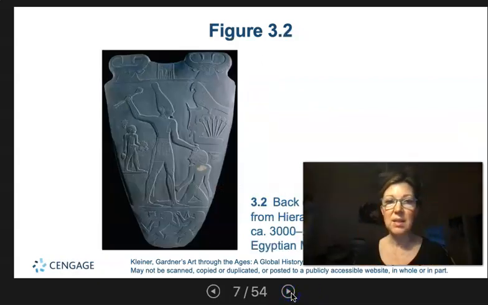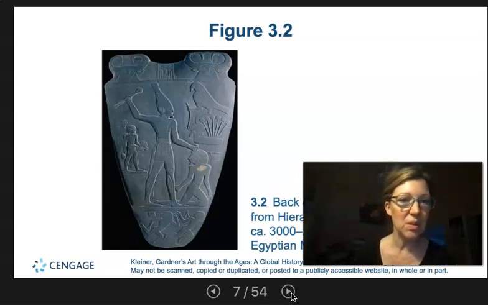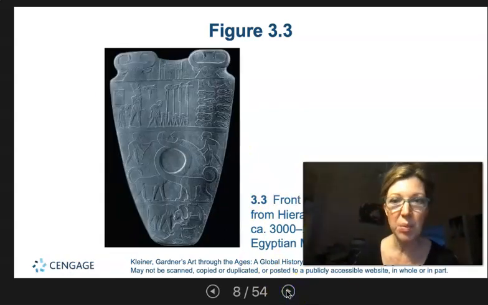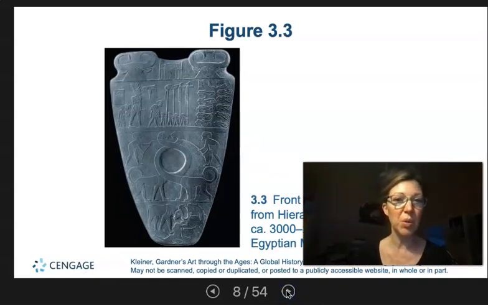Okay, and then this is huge. We've got to really pay attention to this one. The palette of King Narmer. This was also discovered here at Hierakonpolis, pre-dynastic. Notice the crown. Okay, now let's talk about some of the things that are super important. This is the front.